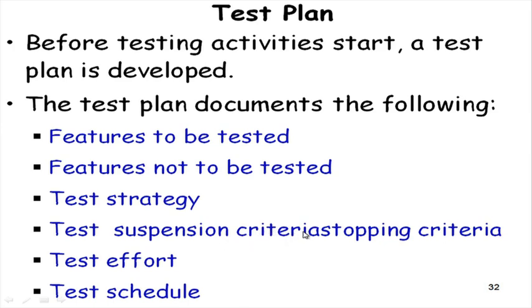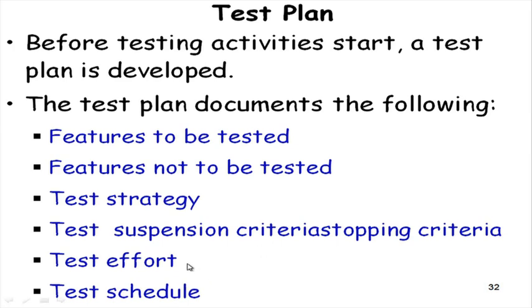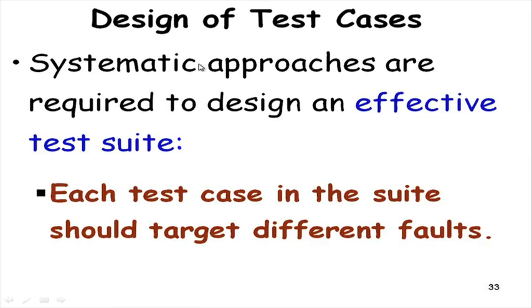So, what are the different types of testing strategies that we will use, and test suspension criteria. So, here this is basically a stopping criteria. So, if we say that if some core features do not work, then we do not test it further, we just give it to the developer to fix the core functionality before the other functionalities can be tested. And there is an estimate of test effort and also test schedule, how many days expected to test. So, this is a typical test plan that is developed before the testing starts. Now, let us look at the design of test cases.